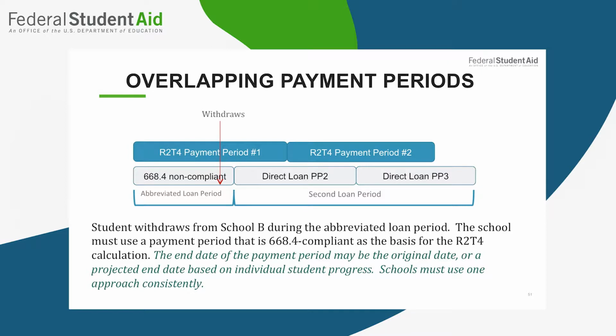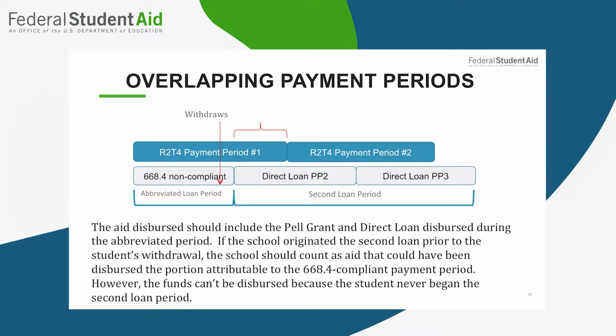So on this slide, you can see there's a difference between the return to Title IV funds payment periods and the original abbreviated loan period. Once that original abbreviated loan period is finished, that starts the student's second loan period. And we could say that's represented by direct loan payment period 2 and direct loan payment period 3. This student ceased attending or withdrew during that abbreviated loan period.